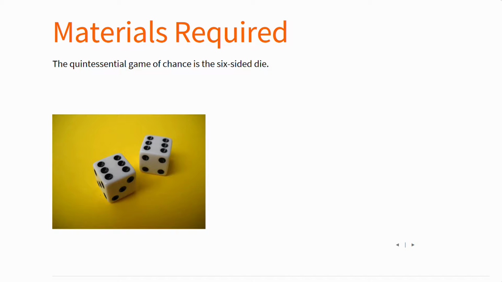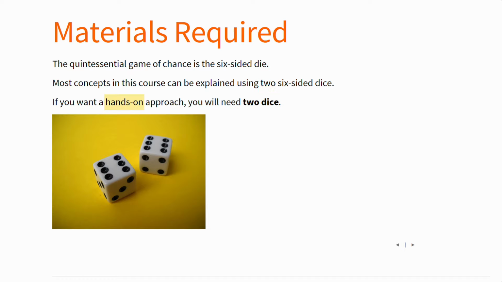As you'll see in the first slide of every class, the quintessential game of chance is betting on a six-sided die. Most concepts in this course can actually be explained using only two six-sided dice. So if you want a hands-on approach, you'll need two dice.